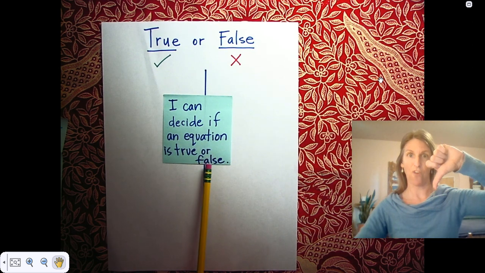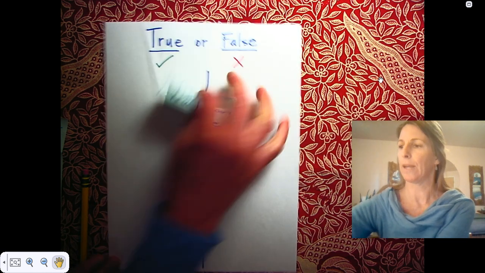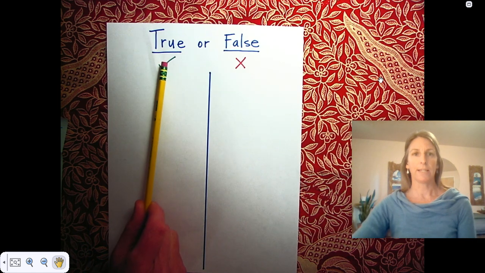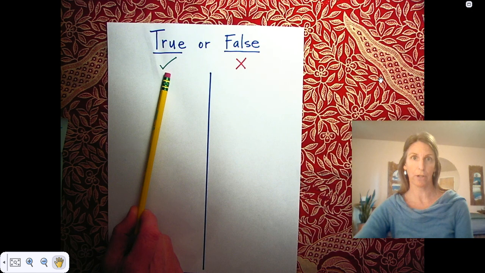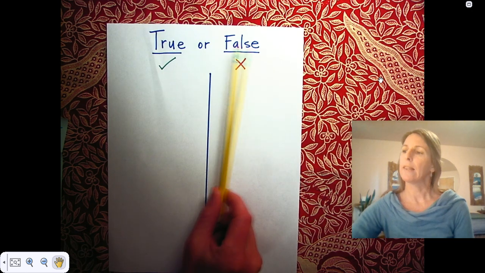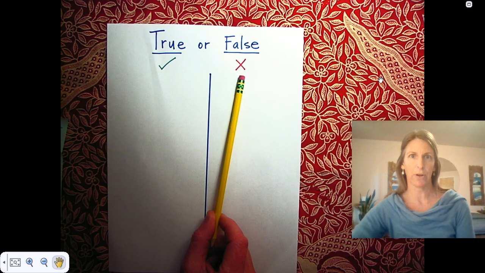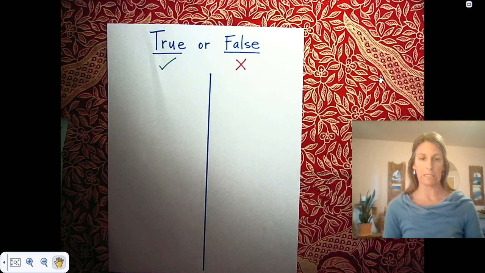Today's I can statement, read it with me, first graders, is I can decide if an equation is true or false. All right, so I'm going to move this out of the way, and I've got a little chart here. This side says true. I gave it a green check mark, green for go. And this side says false, and I gave it a red X mark, red for stop. So true or false, we need to decide.